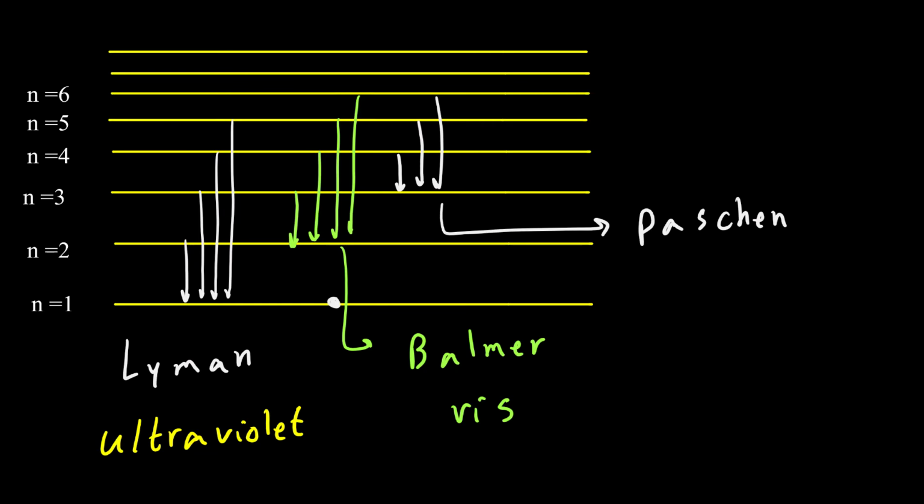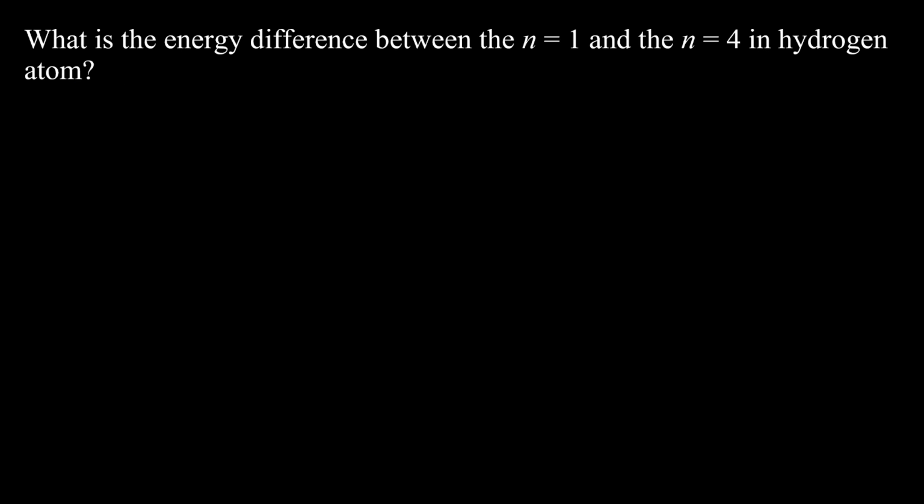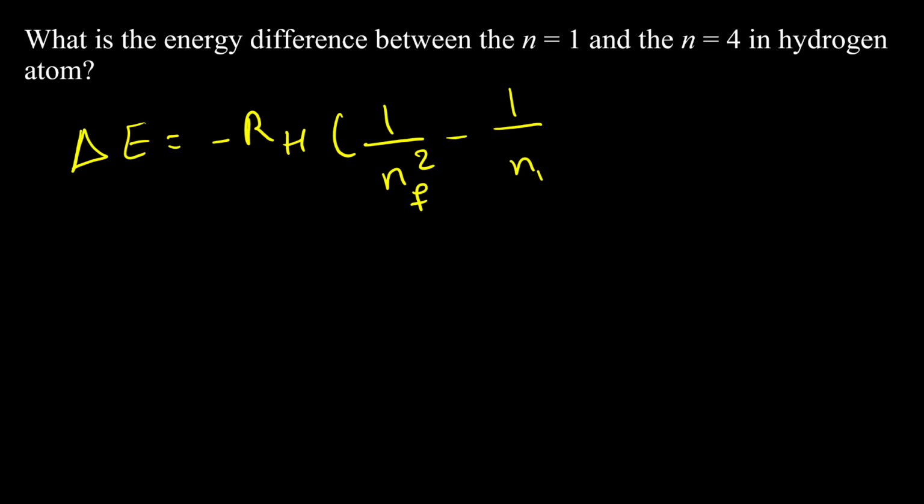Let's have some examples for the Bohr atomic model. Here is the first question. What is the energy difference between n equals 1 and n equals 4 in a hydrogen atom? So we need to use the Bohr equation. Delta E is equal to R_H times 1 over nf squared minus 1 over ni squared. Because it doesn't mention whether the electron moves from n1 to n4 or n4 to n1, it doesn't matter for us.